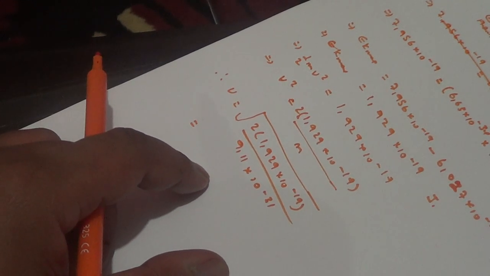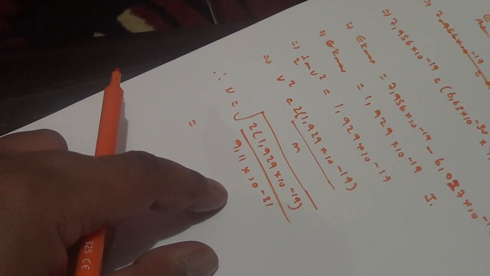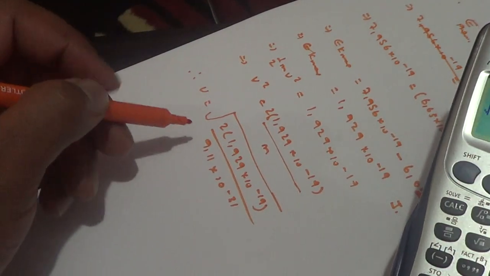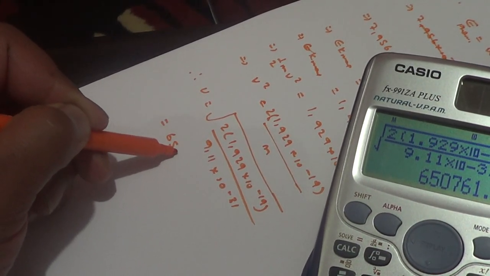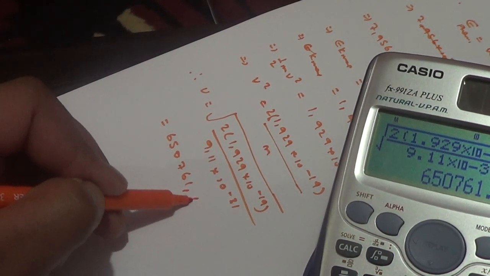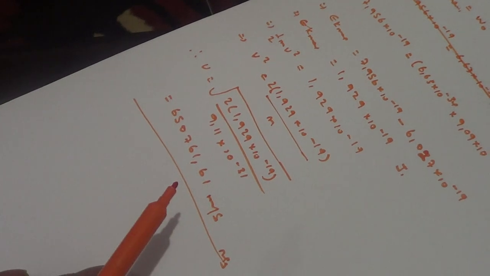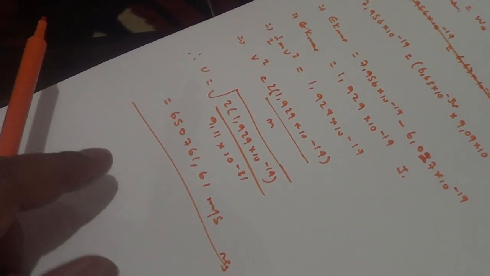Take the square root of 2 into 1.929 times 10 to the minus 19, all of that over 9.11 times 10 to the minus 31. Wow. This thing is moving. Look at that speed. It's crazy. So this is 650,761.61 meters per second. I have never seen a thing like that in my life. I hope this is correct, but it looks all right.